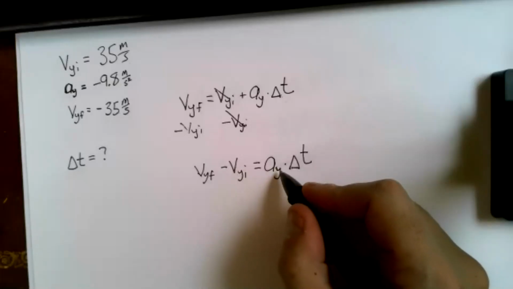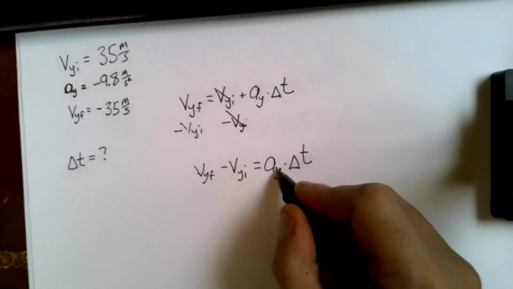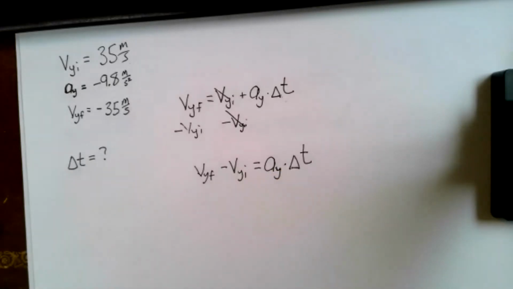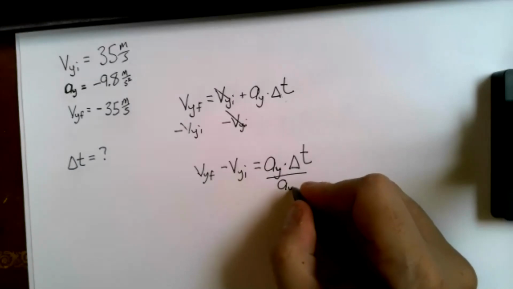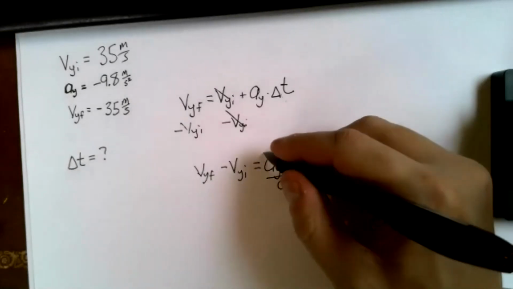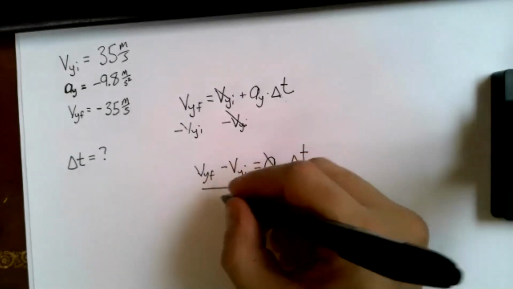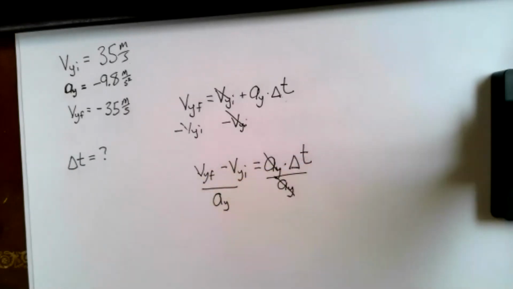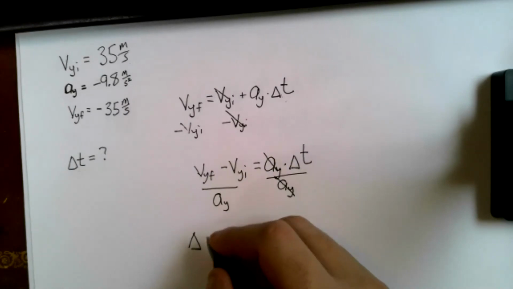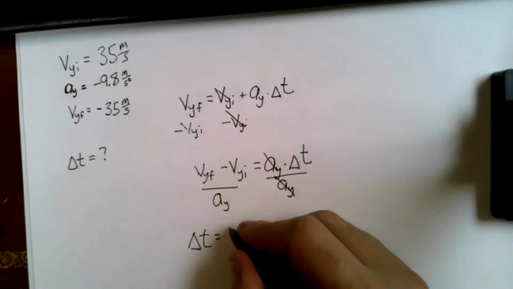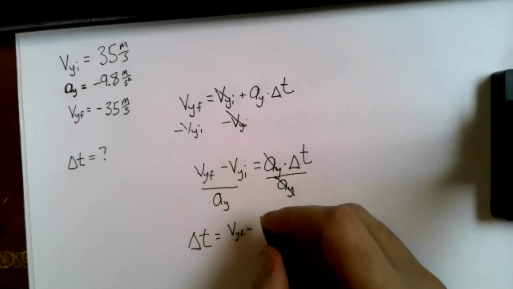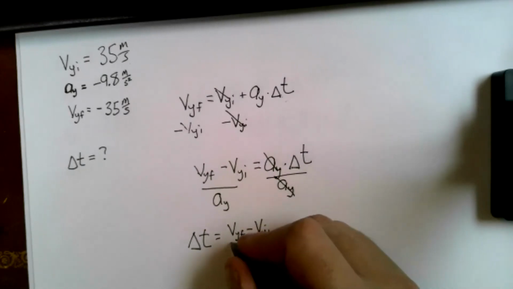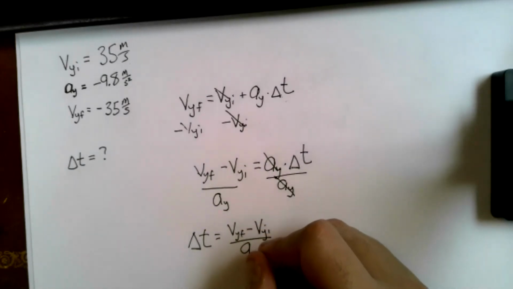Close. I do need to get rid of the AY, but I don't want to subtract it because the AY is being multiplied by the delta T. Divide it, right? Exactly, divide it. That's going to undo the multiplication. So if I divide by AY, it cancels out on this side, and I have to do it on that side as well. So the equation I end up with is time equals final velocity minus initial velocity over acceleration.